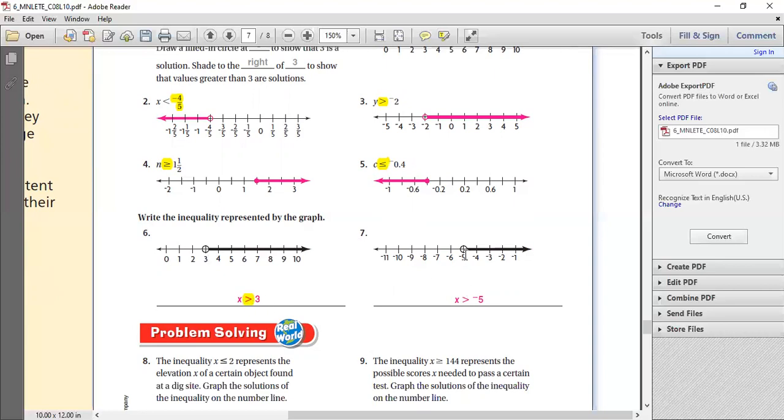Question number 7. Again, now you can use any letter you want to.